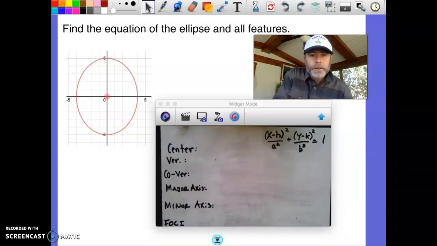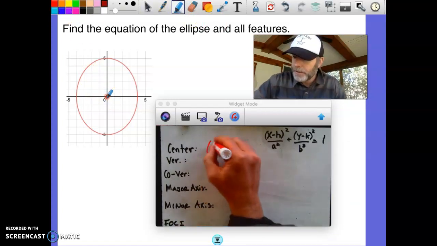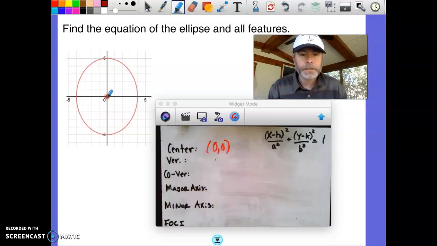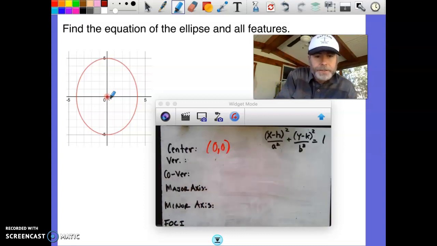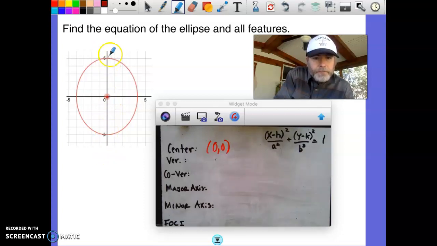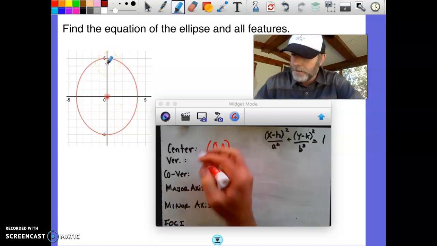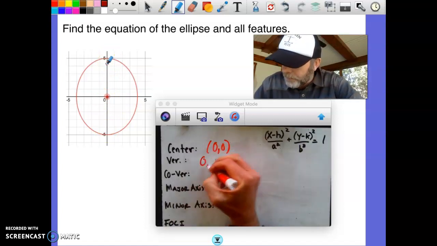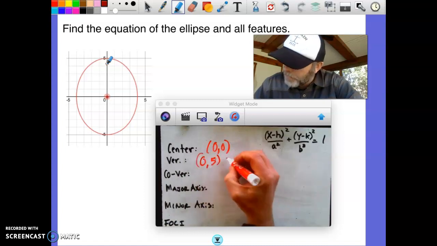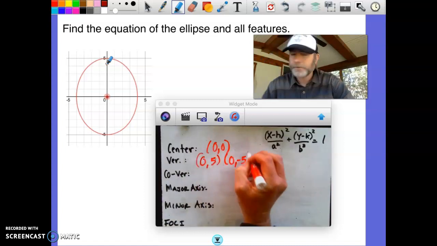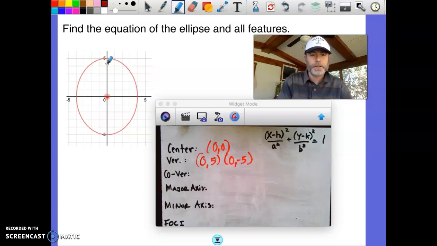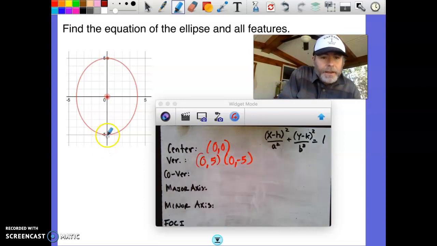So start with our center. Here's our center right here. It's at 0, 0. Write that down. Boom. Talk about our vertices. Remember, our vertices are on our major axis. So our major axis looks like it's in this direction, 5 units up, 5 units down. So our vertices here are going to be 0, 5, and then the bottom one is 0, -5. So I like to kind of write down this information as we go. Put a dot there and there.